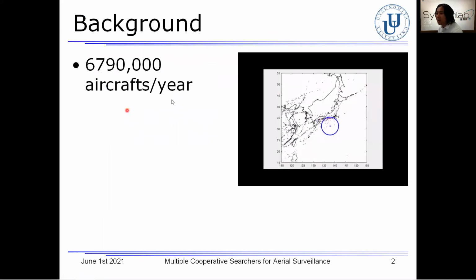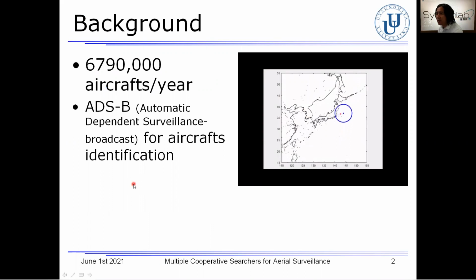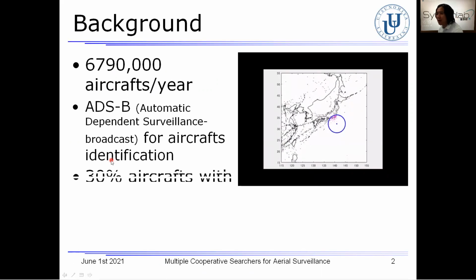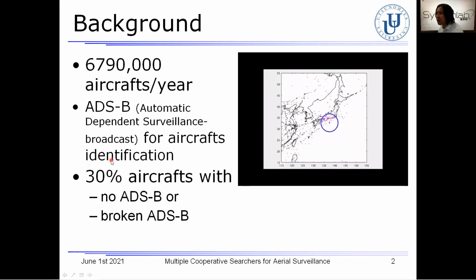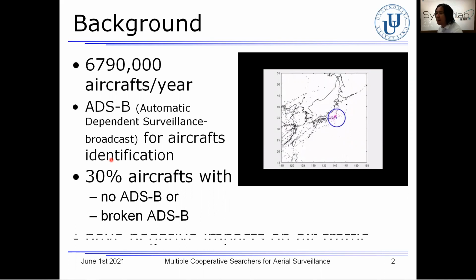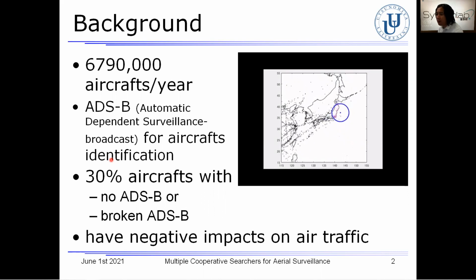Okay, first off, as you can see in this movie, we have so many aircrafts in our airspace. Many of the aircrafts are equipped with a so-called ADS-B for identification. However, 30% of all the aircrafts are not equipped with the ADS-B, or the ADS-B is broken. Because we cannot identify such aircrafts, these aircrafts have negative impacts on the air traffic. For this issue, we focus on aerial surveillance systems.